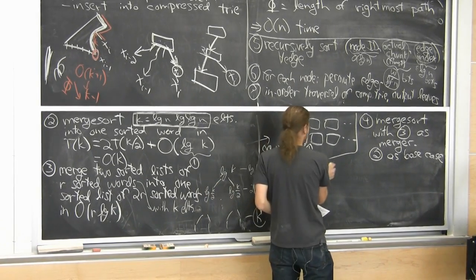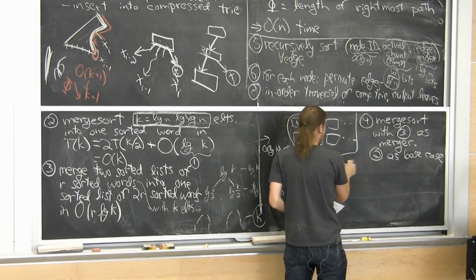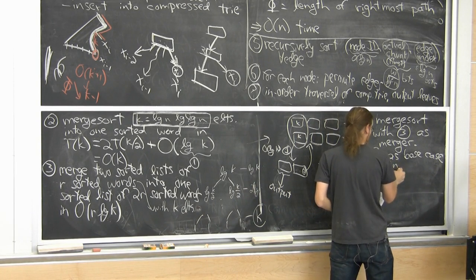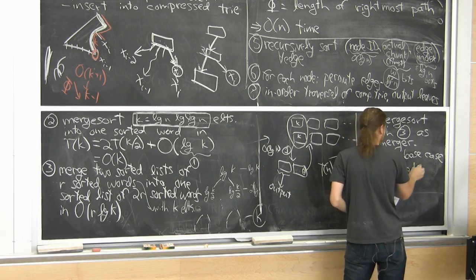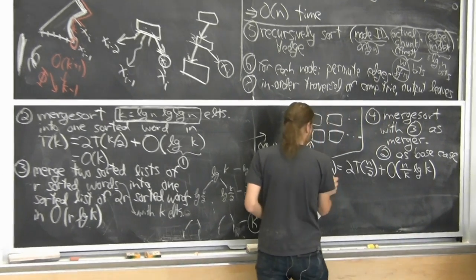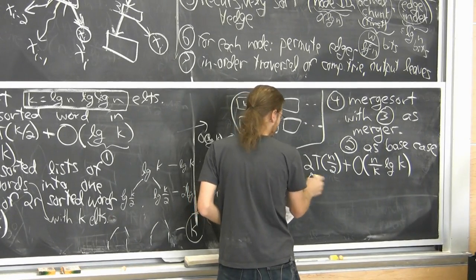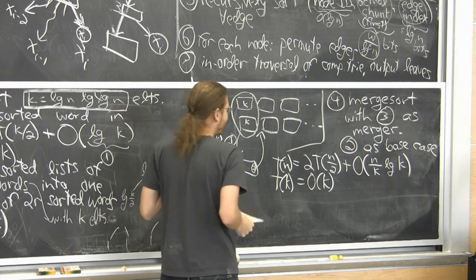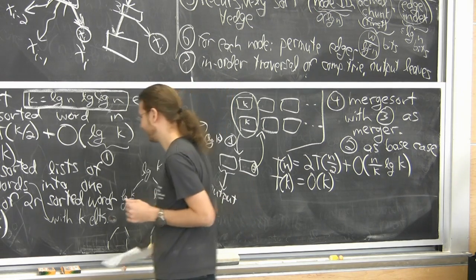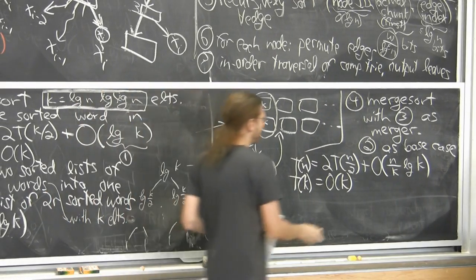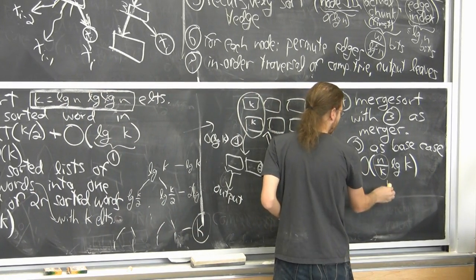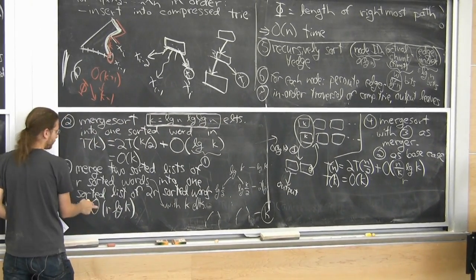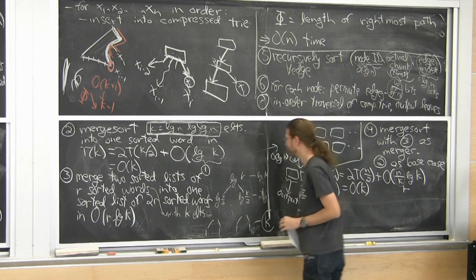So we end up with T(n) = 2 T(n/2) + (n/k) log k, and a base case of T(k) = O(k). Why is it all this? This thing is r. So we have r log k to do a merge.